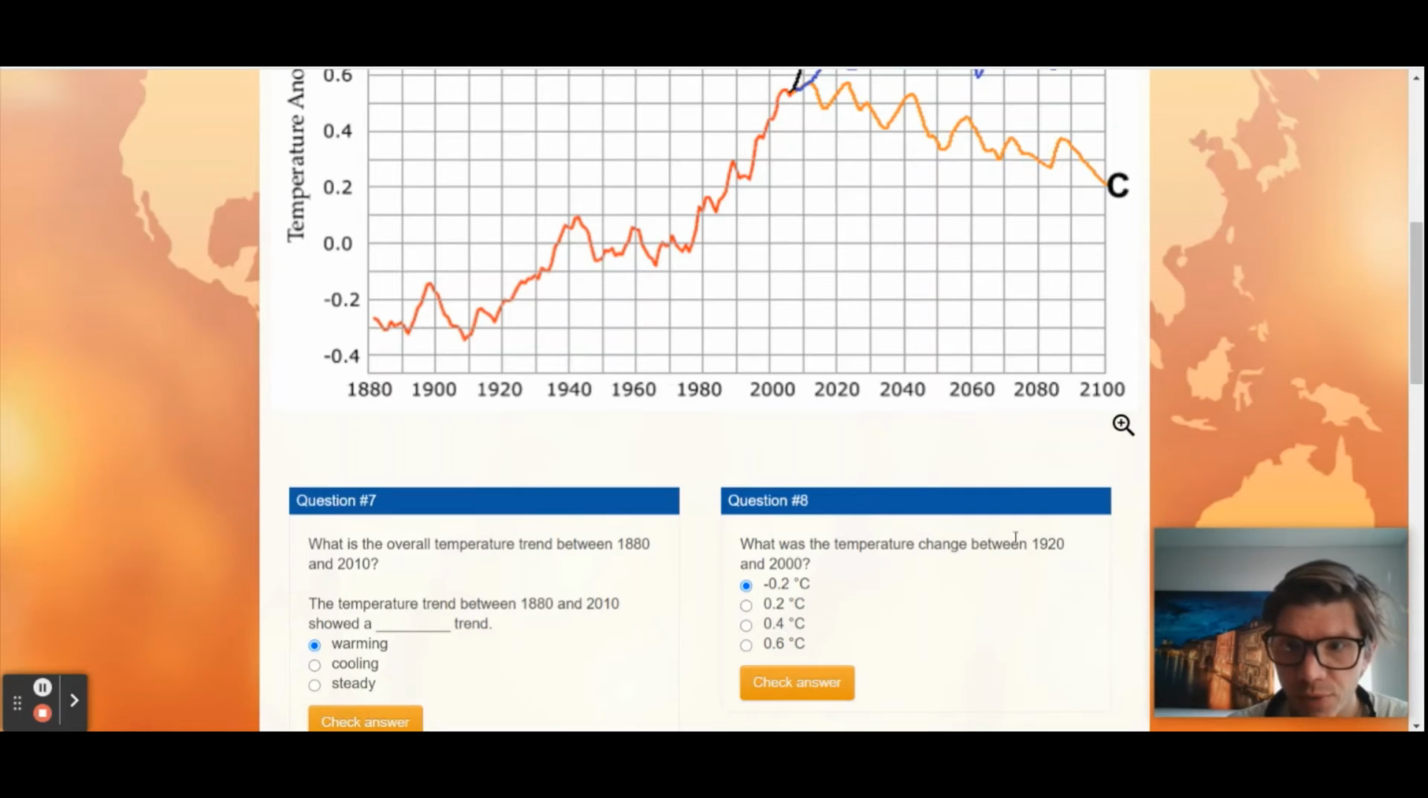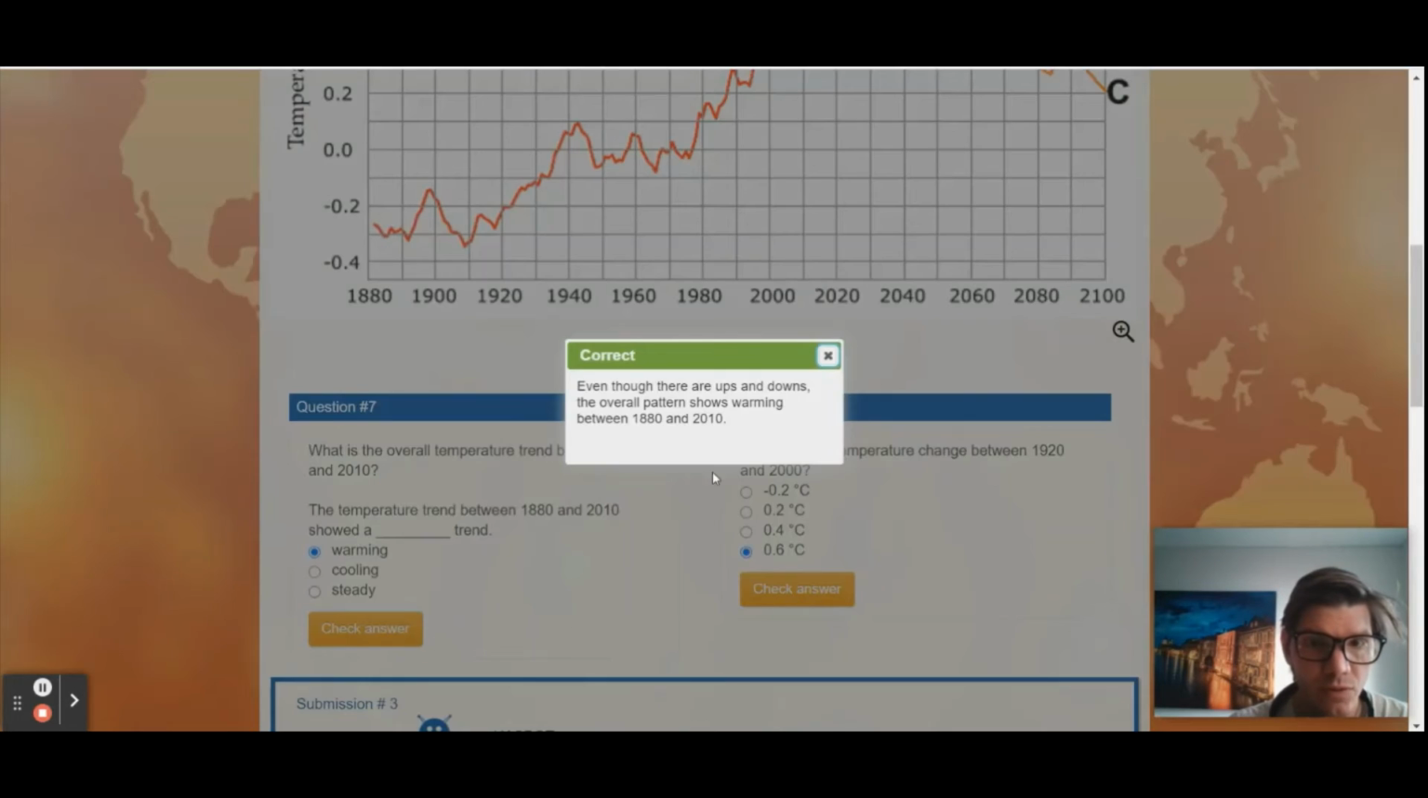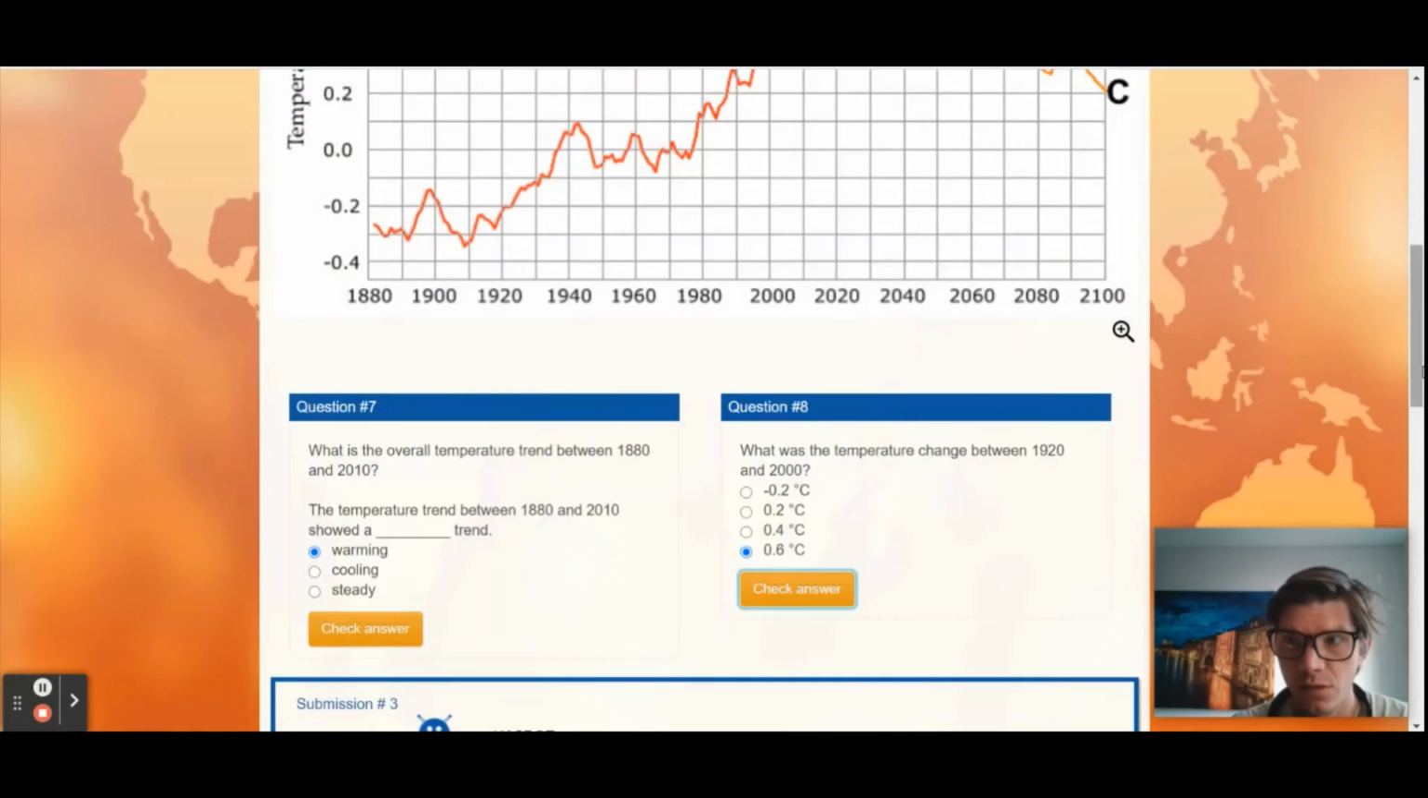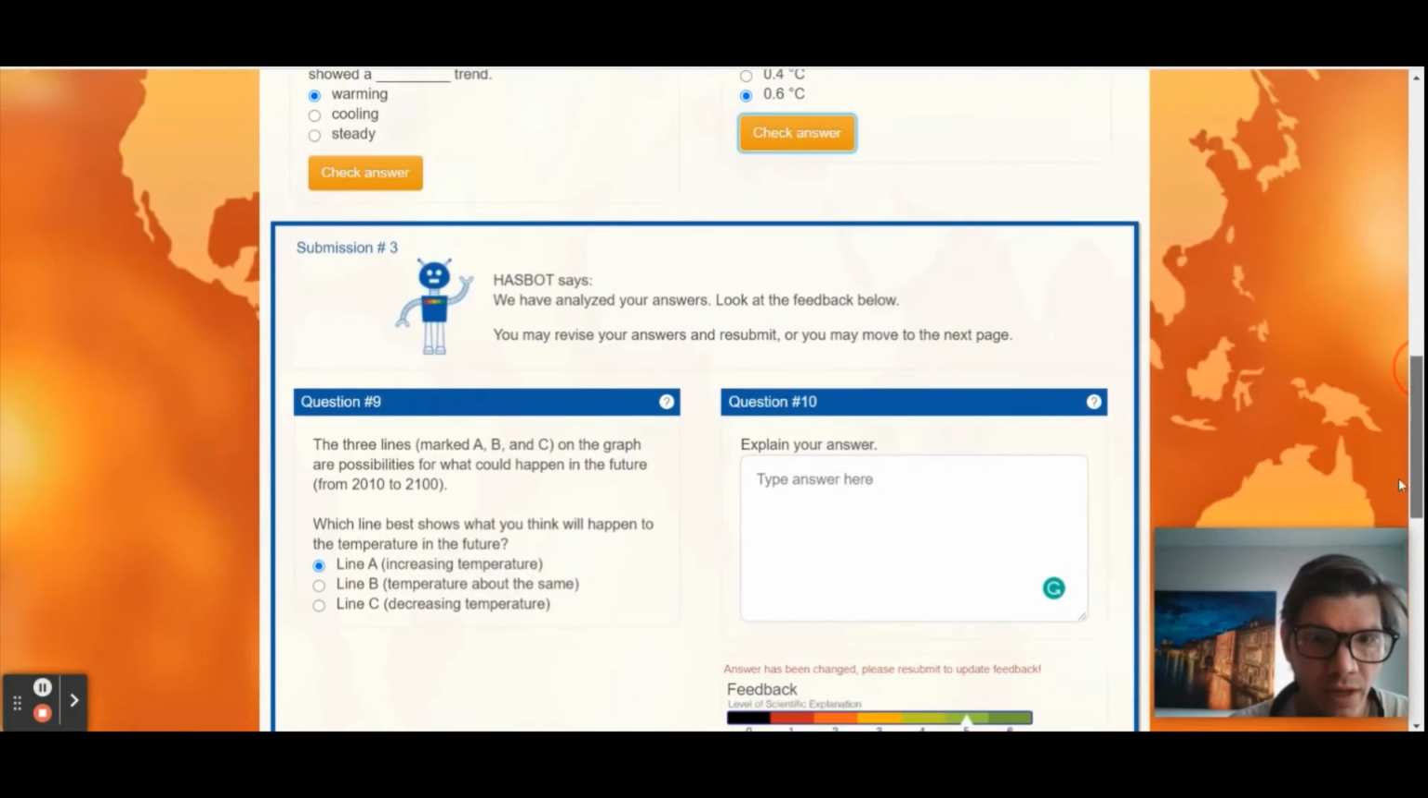What was the temperature change between 1920 and 2000? So in 1920, we saw a temperature anomaly of about negative 0.2 degrees Celsius. And in 2000, it gets up to, looks like just over 0.4 degrees Celsius. So we would find the difference. We would do 0.4 minus negative 0.2, and that would give us an increase of 0.6 degrees Celsius. Let's see how we did with those two. Excellent, excellent.